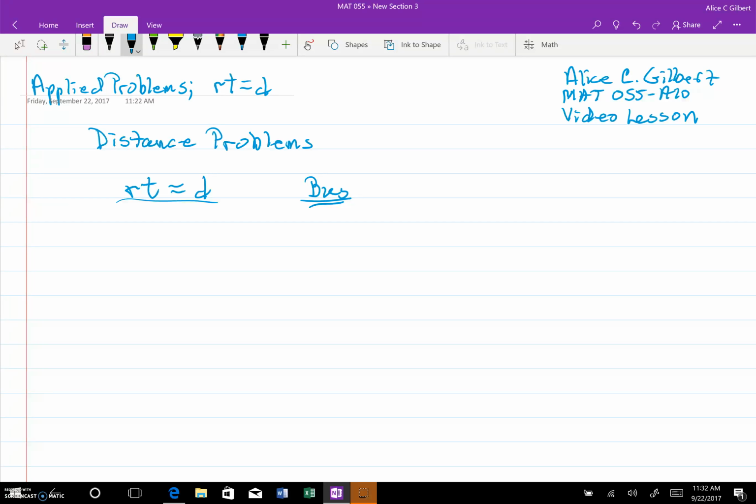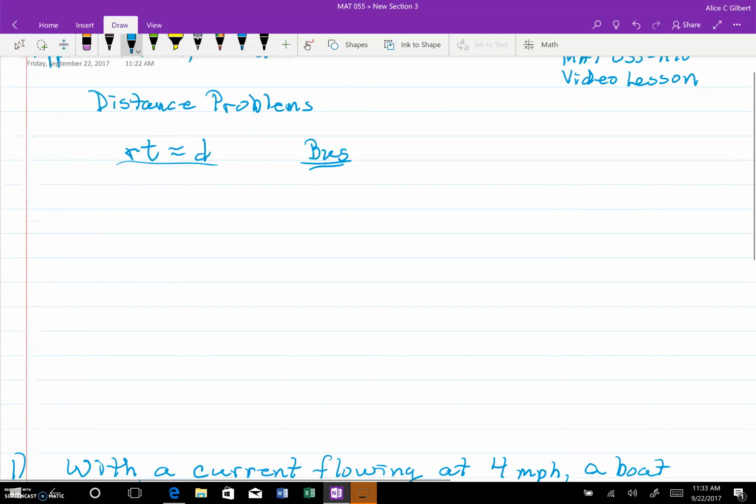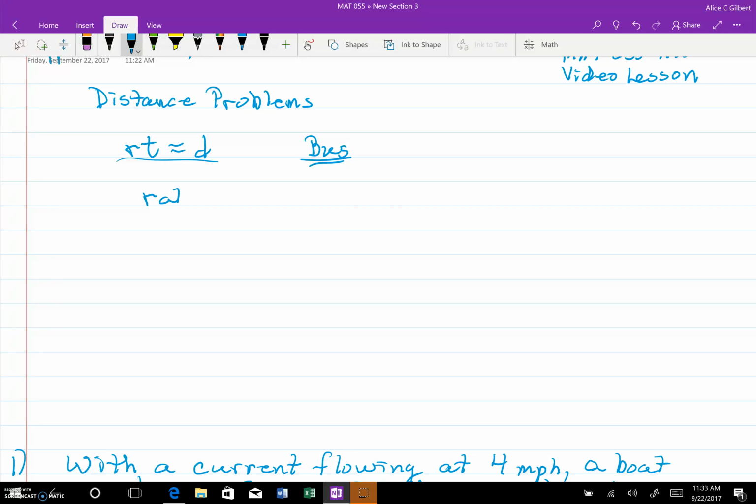So when we are talking about distance problems, we're talking about cars driving or people running or walking or bikes going or boats going up and down the river or planes flying, all those kinds of things. One thing that is really important to always keep in mind. So we're going to do a chart, and I'll show you how to do that. And on the part where we do rate, whenever we're doing rate for distance problems, the thing comes first.